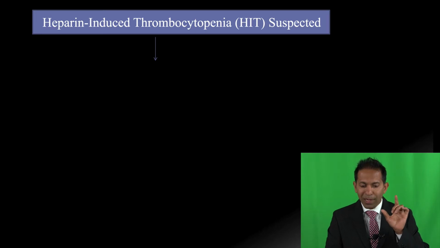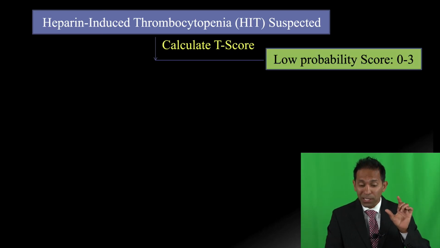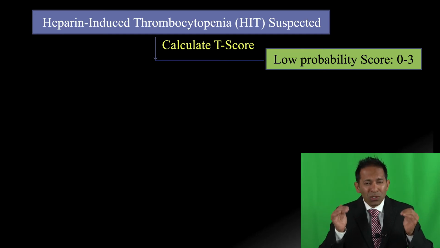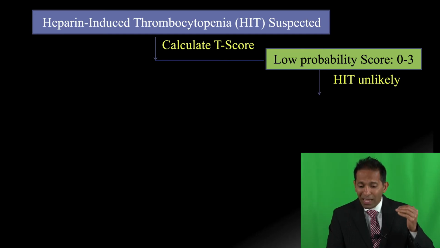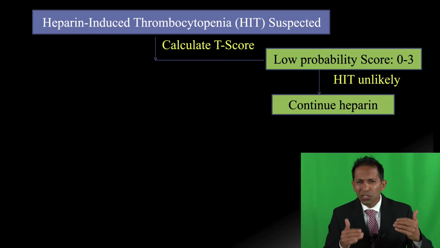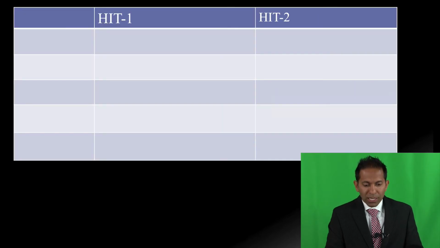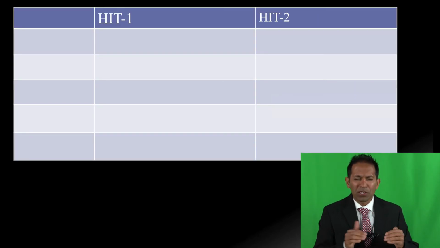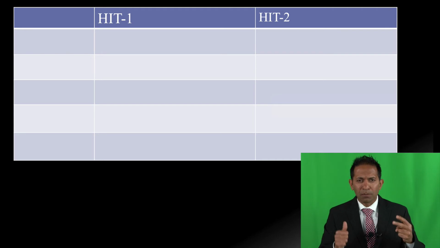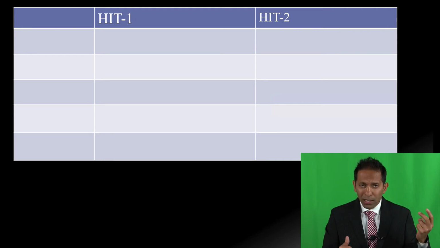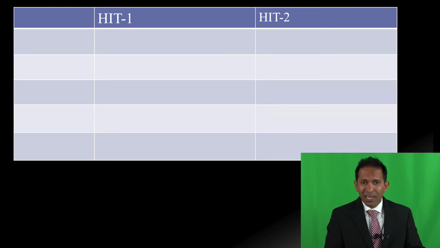So if you are suspecting HIT, you calculate the 4T score. If the 4T score is 0 to 3, the patient usually has low probability of having HIT. HIT is more unlikely. You can justify continuing heparin. So let's talk about what happened in our patient. Why did her platelet count drop? So there are 2 kinds of HIT, HIT 1 and HIT 2. HIT 1 is a benign disorder, HIT 2 is a malignant disorder.